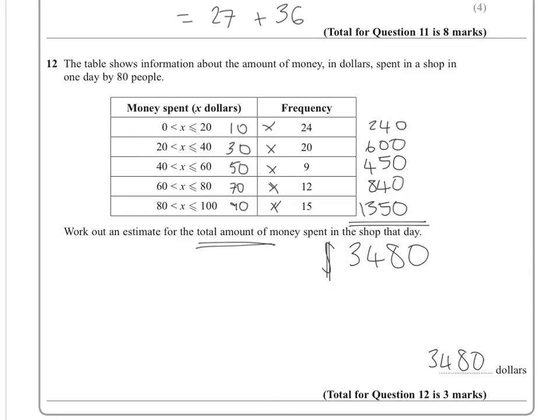As an aside, if I now wanted to work out the mean, well actually we've got the total amount spent. We know that 80 people went in the shop. So if I did 3,480 divided by 80, that would give me the mean amount spent per person.